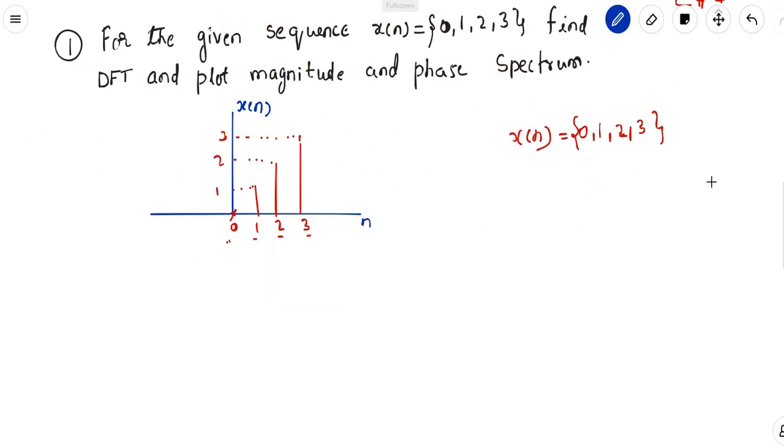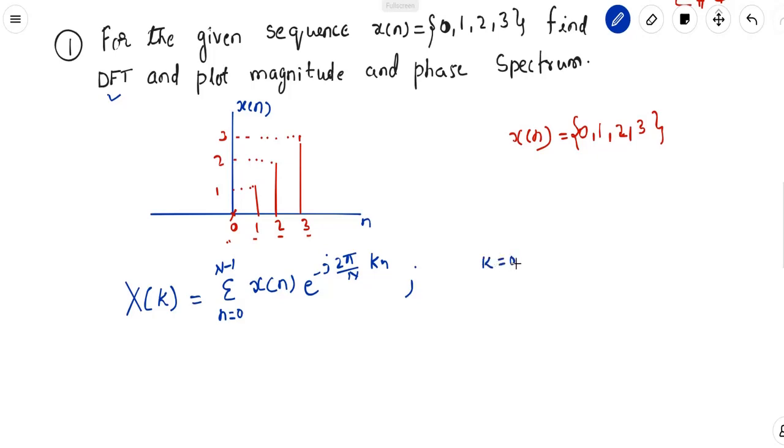The first thing we have to do here is find the DFT. DFT means discrete Fourier transform. Discrete Fourier transform means we are converting a signal x of n from the time domain to the frequency domain. The equation for that is X of k is equal to summation n is equal to 0 to N minus 1 of x of n, e to the power of minus j 2 pi by N kn, where k is equal to 0, 1, 2, up to N minus 1.